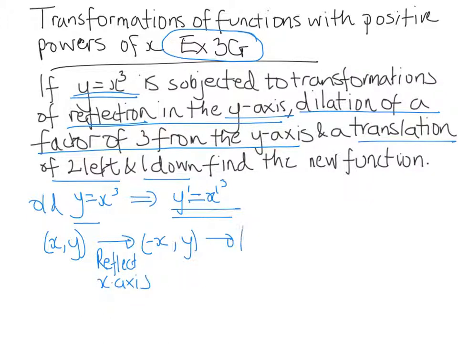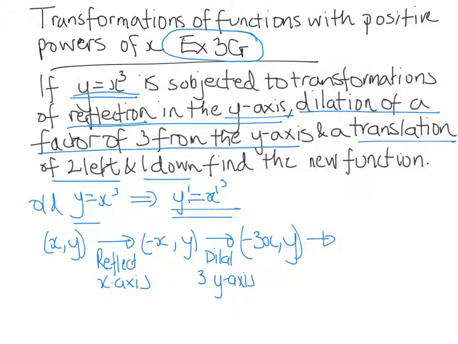After that, we have a dilation of factor 3 from the y-axis. That'll mean that the x values are 3 times as big as they used to be. So it'll be minus 3x, y. That'll mean any x value is 3 times as far away from the y-axis as it used to be.